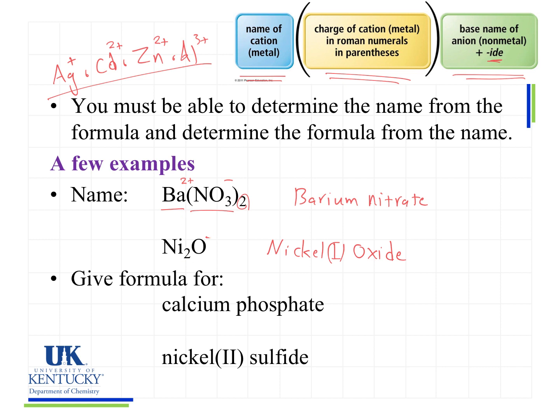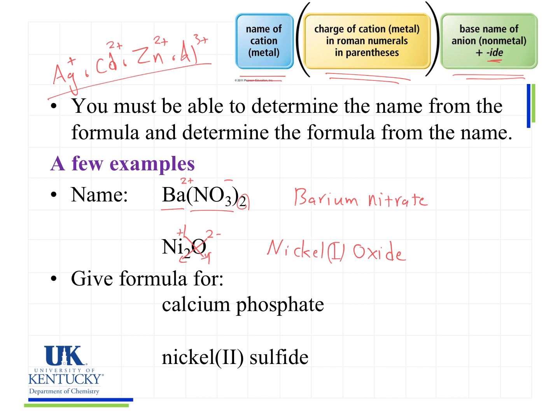So we know that it's going to the cross, right? It's -1. This goes there, so this goes there. We don't have anything here, it means we have 1, so this should be +1, right? So it's nickel 1 oxide.